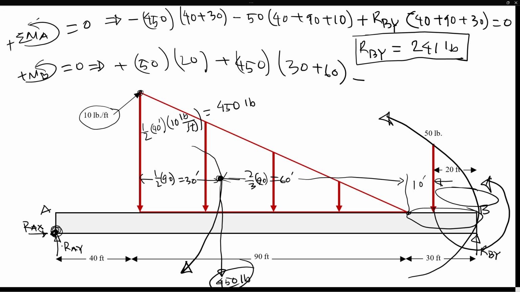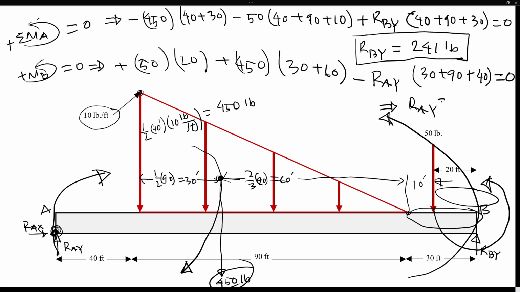Minus the reaction at A will cause a clockwise moment. So that's minus the RAY component, which is a total of 30 plus 90 plus 40 feet away from point B. So that's going to be equal to 0. Now if you solve for RAY, I got 259 pounds as the total force reaction at point A.